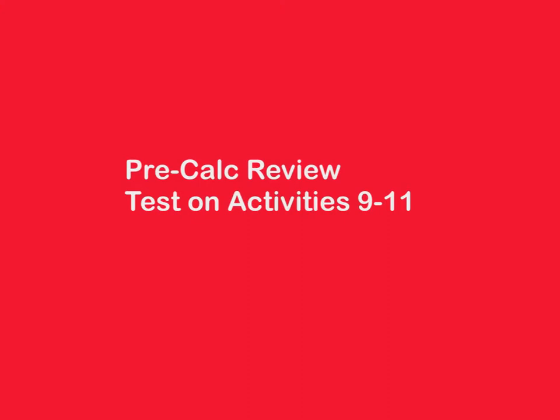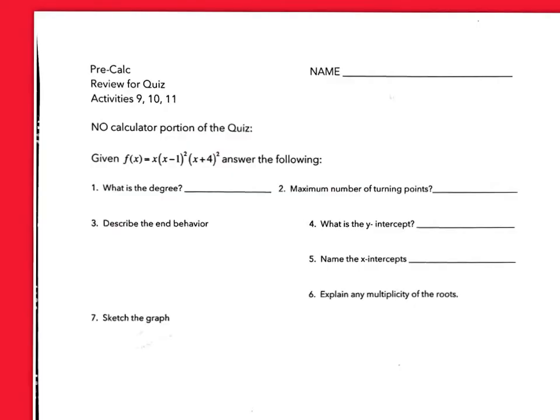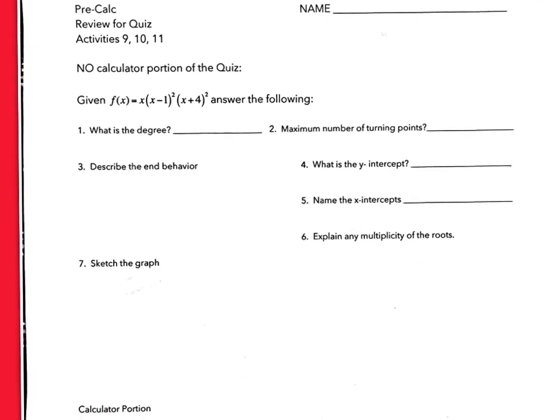Today we're going to review the on activities 9, 10, 11. It has a no calculator portion and a calculator portion. The non-calculator portion is just the top half of this paper, and it asks the exact same questions that you see here, just with a different function.